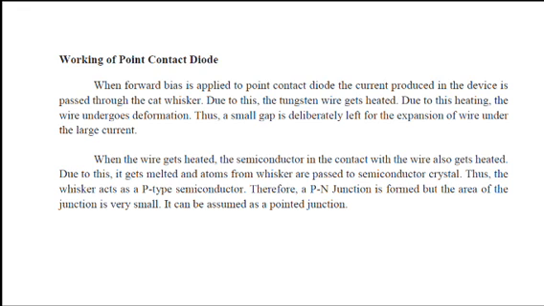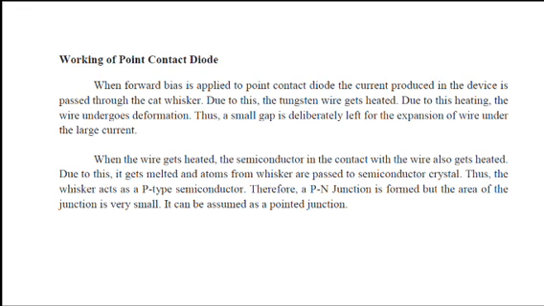So when the forward bias is applied to the point contact diode, the current produced in the device is passed through the cat whisker. Due to this, heat is produced, and this heat will undergo deformation and produce a smaller gap. When the wire gets heated, the semiconductor in contact with the wire will also get heated. Due to this, it gets melted and the atoms will pass into the semiconductor material.